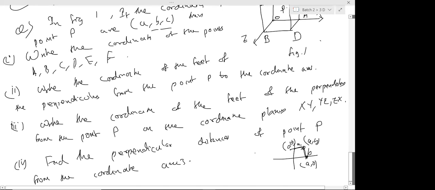Okay, Mazia, Peer, can you solve this? All right, I'll give you some time. Try to solve this.